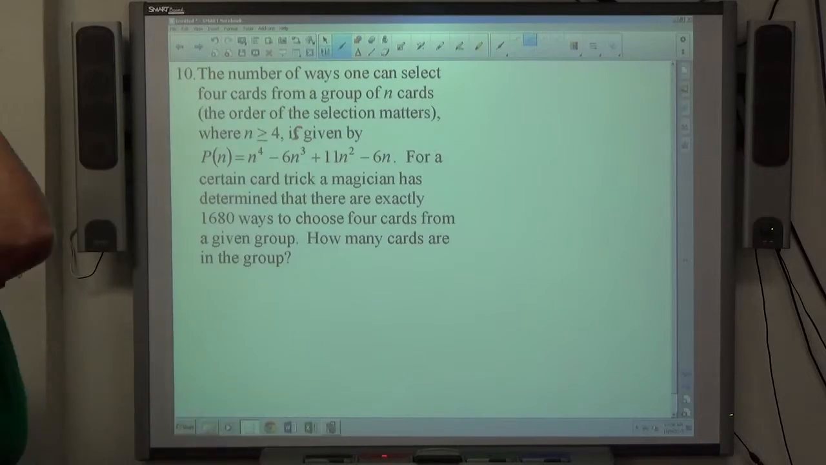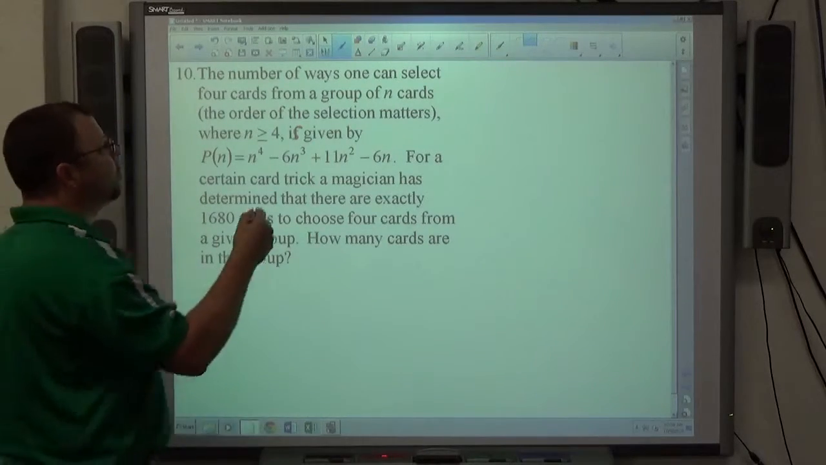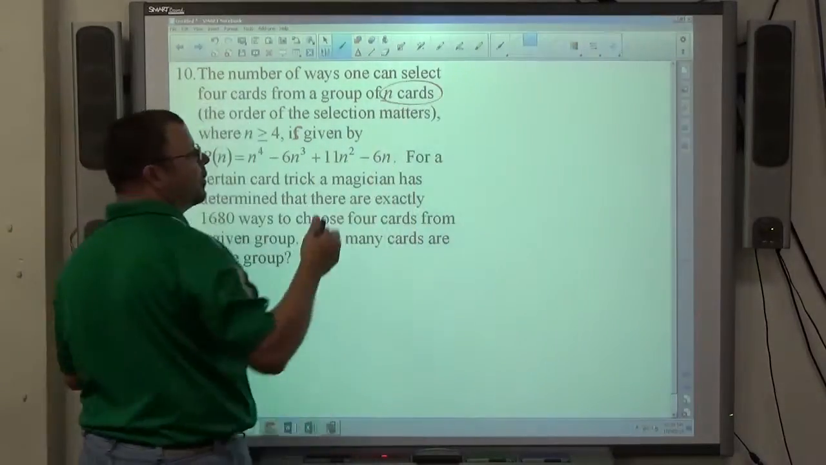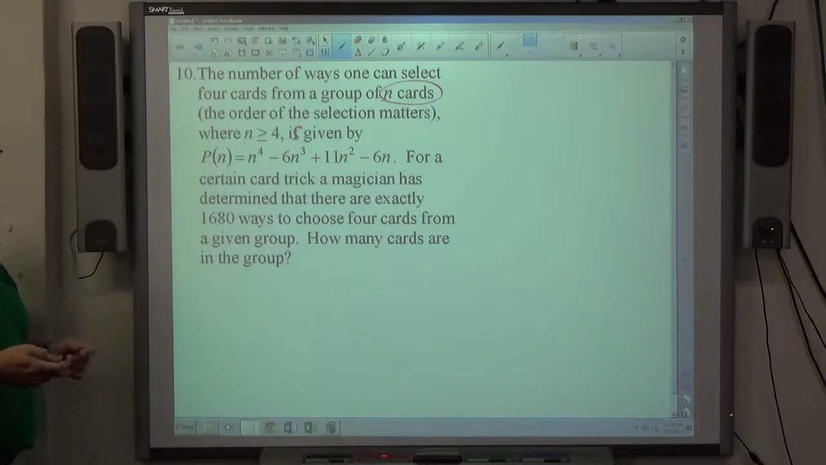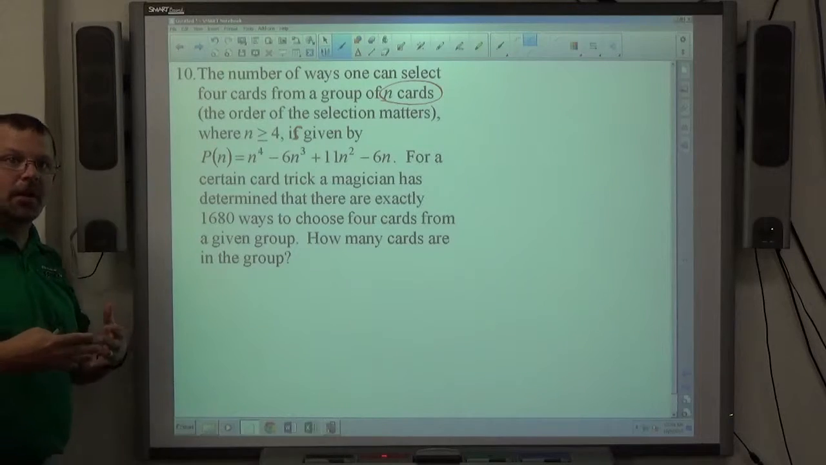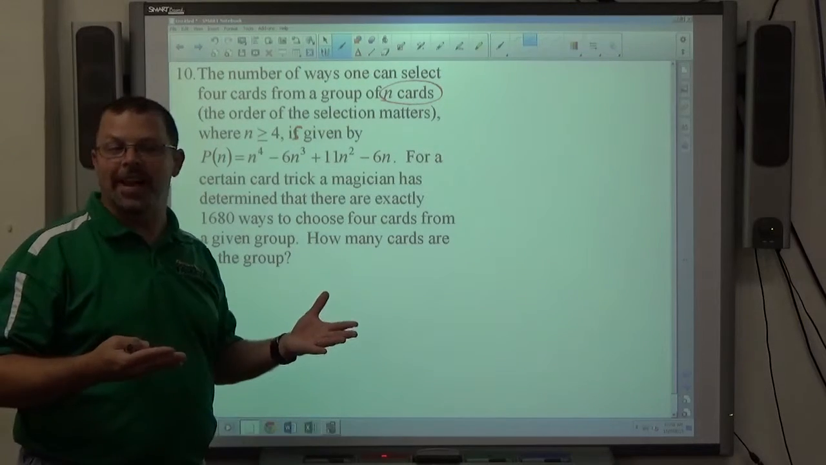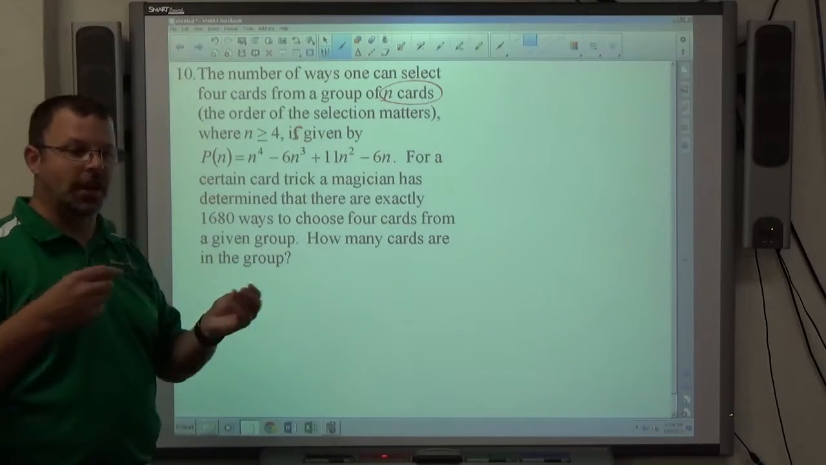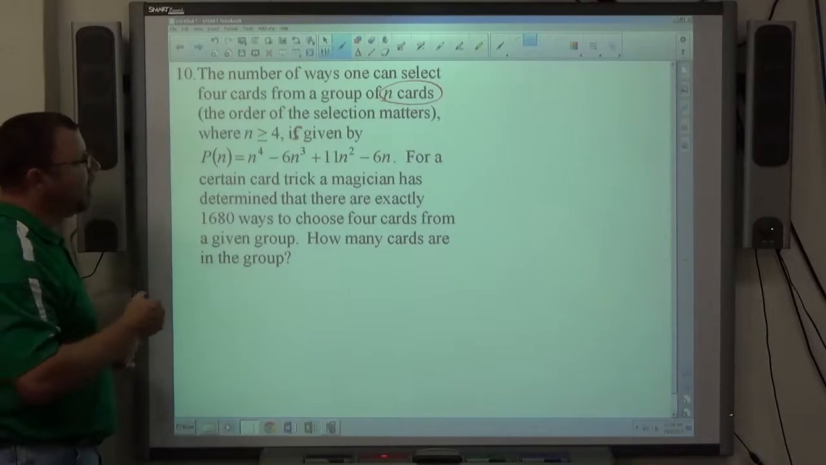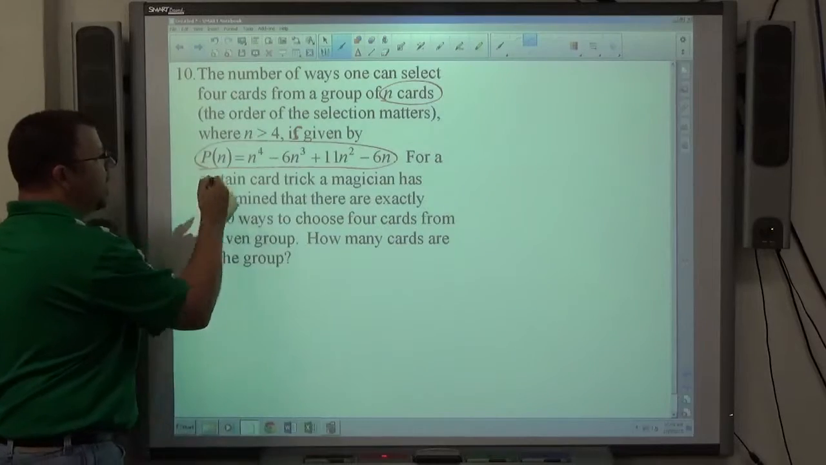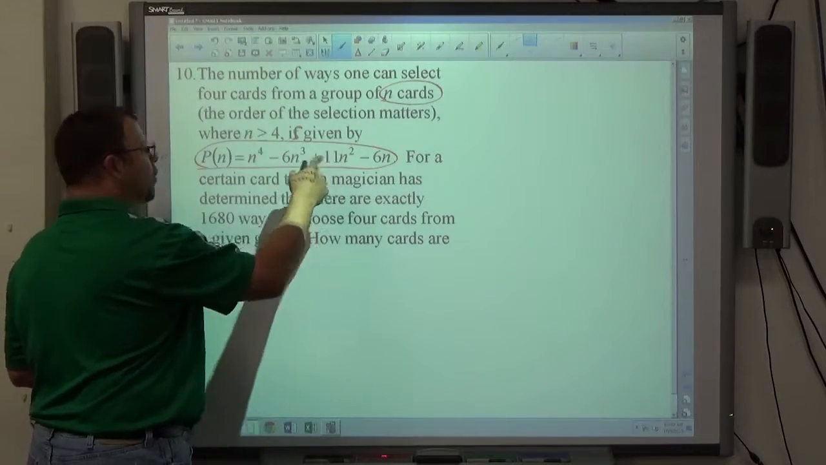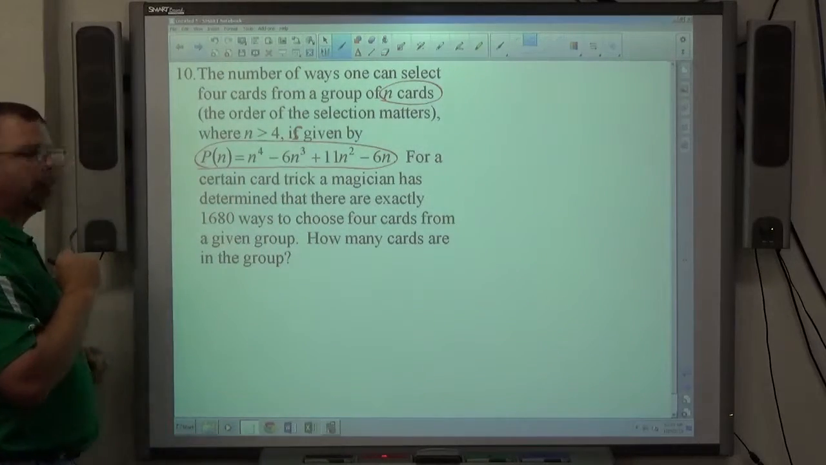All right, so we're picking 4 cards out of the group. The group is an unknown number of cards. For example, if I pick 4 cards out of a group of 4 cards, there might not be very many ways to do that. But if I'm picking 4 cards out of a group of, say, 8 or 12 or 15 cards, now there's a lot of different ways to do it. All they're telling you is this is the formula you're going to use. N represents how many cards are in the group. P of n represents how many ways there are to do it.